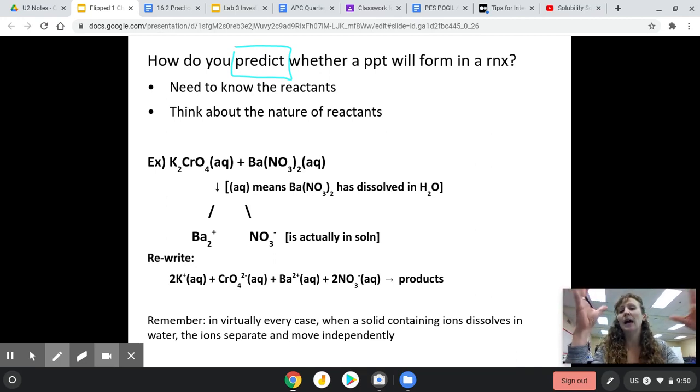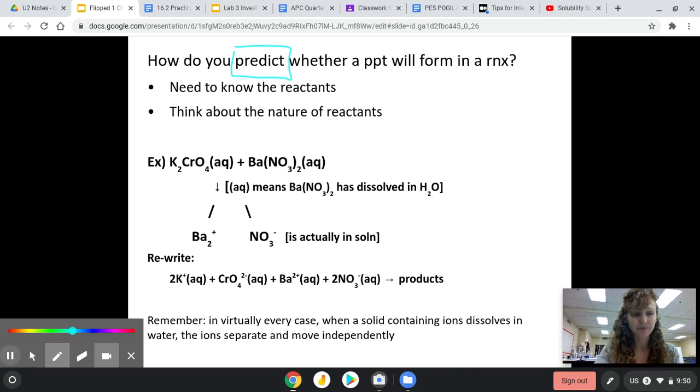Because if we mix ions together and they don't actually interact, then it's not a chemical reaction. You have not caused a chemical reaction to occur, and we're not going to write out the products as if the chemical reaction does occur.